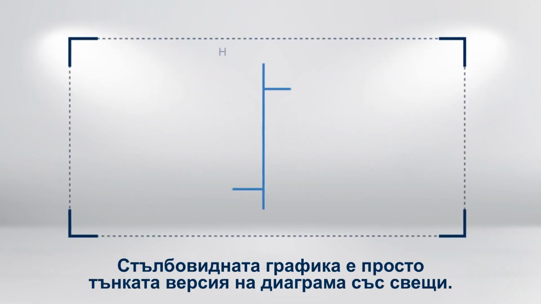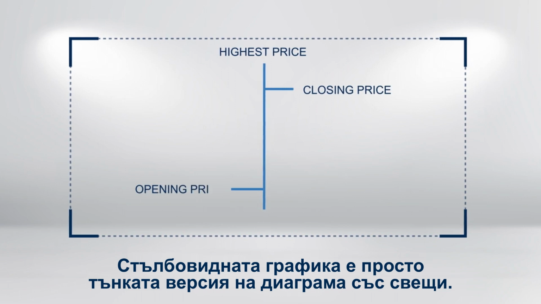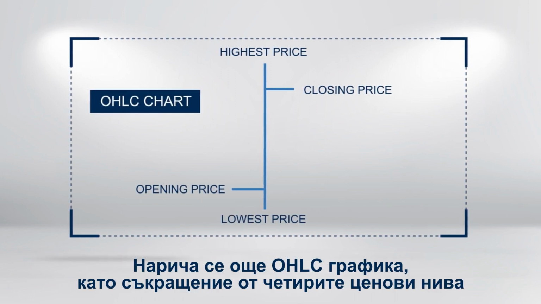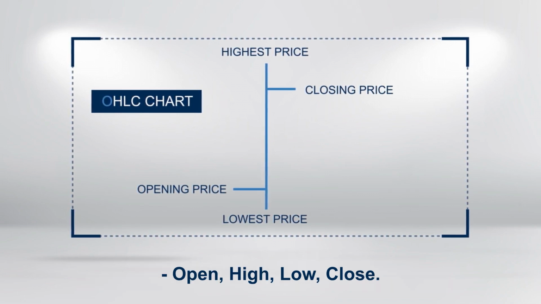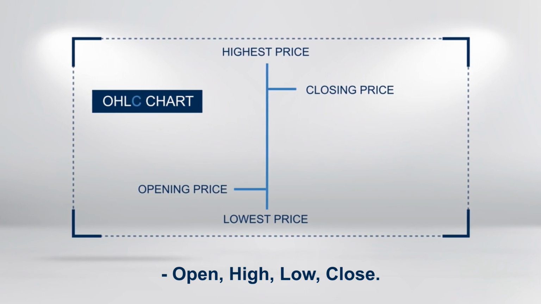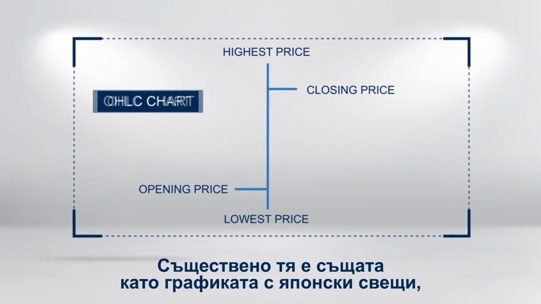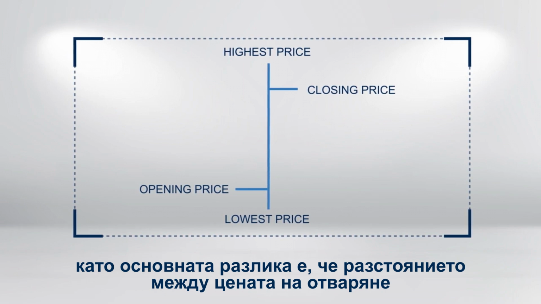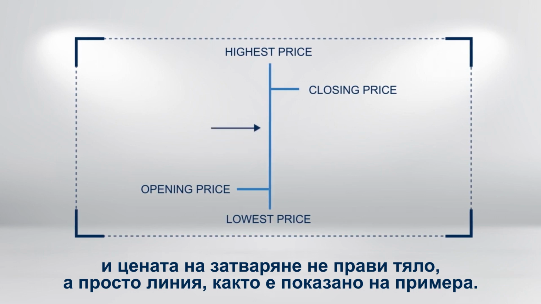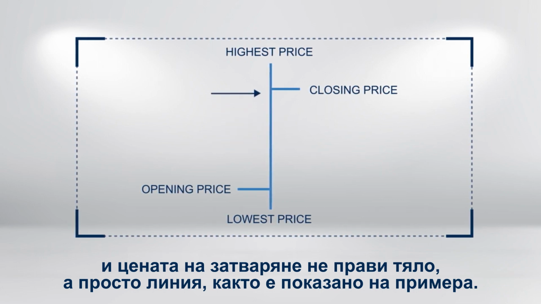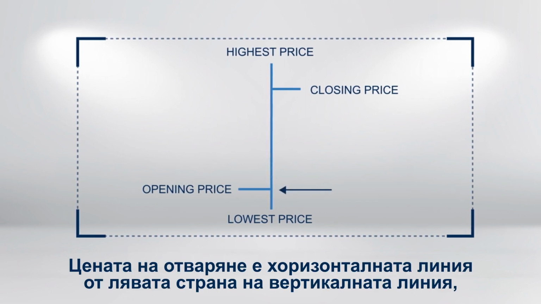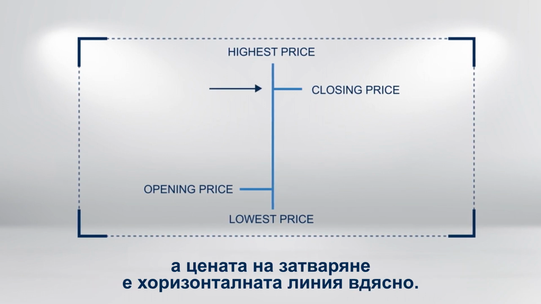The bar chart is quite simply the skinny version of a candlestick chart. It's also called an OHLC chart, as an abbreviation of the four price levels: open, high, low, close. It's essentially the same as a candlestick chart, with the main difference being that the distance between the open and the closing price does not make a body, but instead simply a line, as shown here. The opening price is the horizontal line on the left side of the vertical bar, and the closing price is the horizontal line to the right.